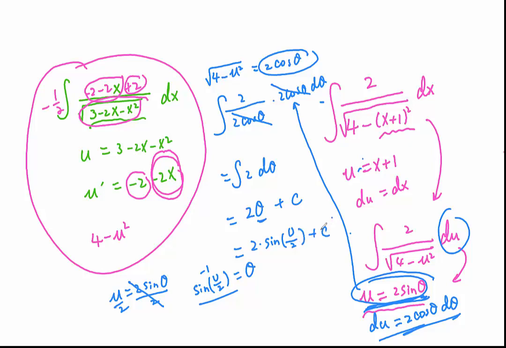Now we have our u. That's not it, because we have one more substitution before. We defined u to be x plus 1. So the final answer should be 2 times arc sine of x plus 1 over 2 plus c.